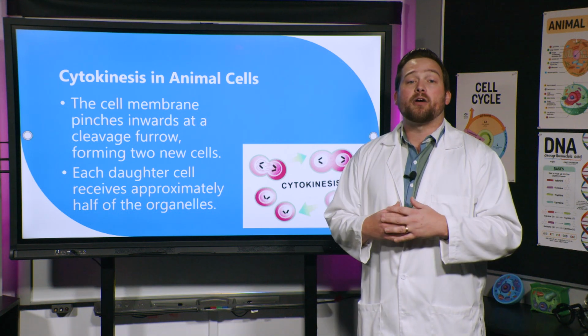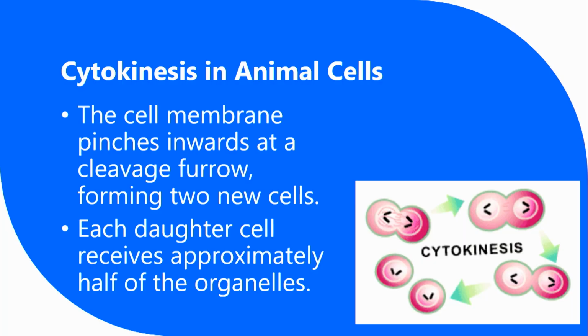Let's look at cytokinesis in animal cells, okay? So with animal cells, they undergo a process called cleavage furrow. So the cell membrane pinches inward at a cleavage furrow and it forms two new cells. If you look at that picture in the bottom right, you'll see this process in a little bit of detail.